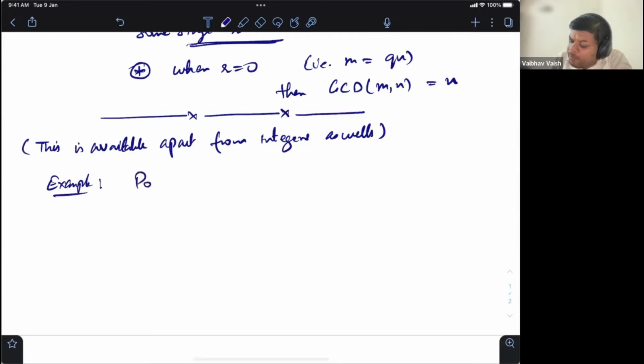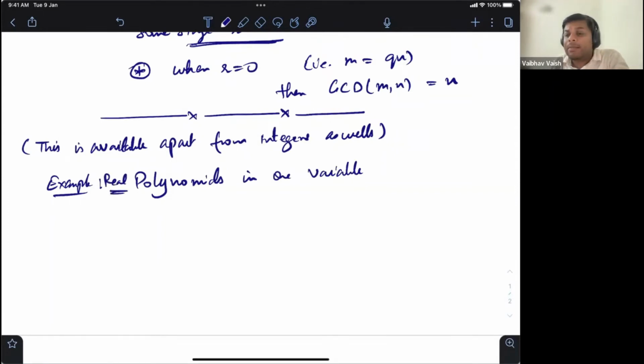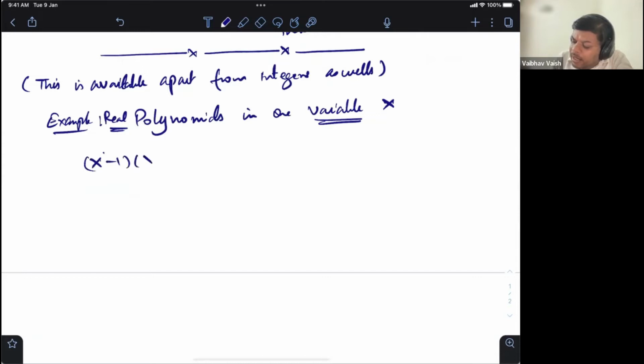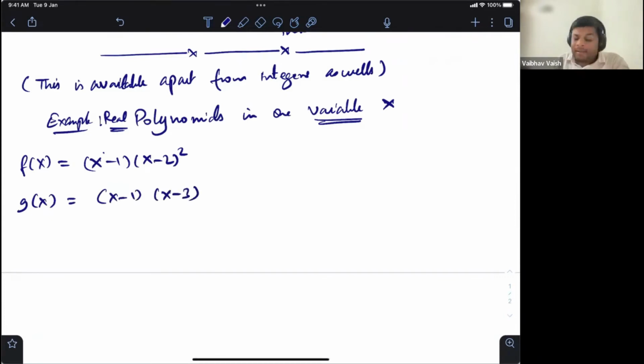Everyone, I hope, is familiar with polynomials. Polynomials in one variable. Let's say real polynomials, so the coefficients are real numbers, and you have polynomials in one variable, which we call x. In this situation also, you can do the same thing. Given two polynomials, let's say f(x) equal to x minus 1 into x minus 2 squared, and g(x) equal to x minus 1 into x minus 3, you can ask what is the largest common factor.